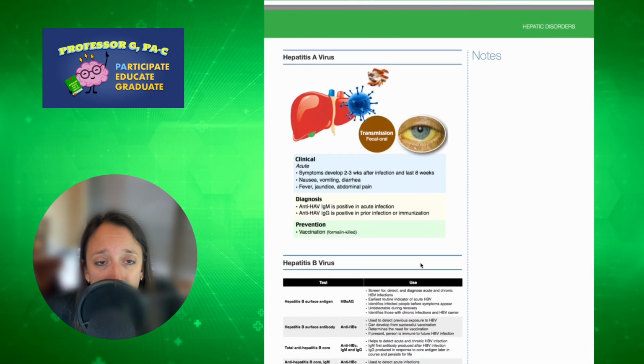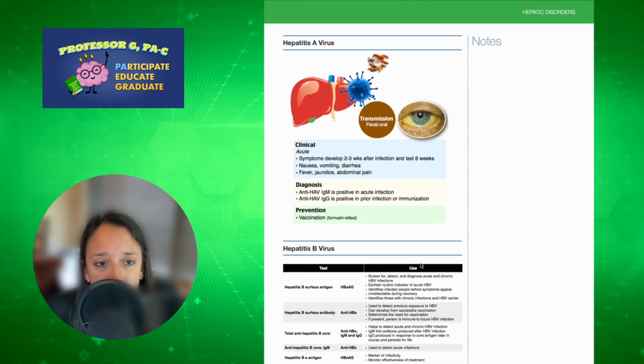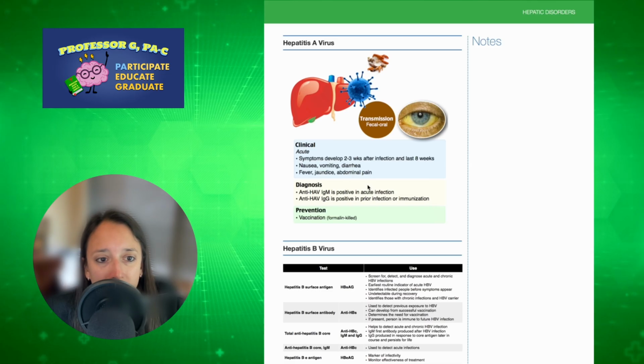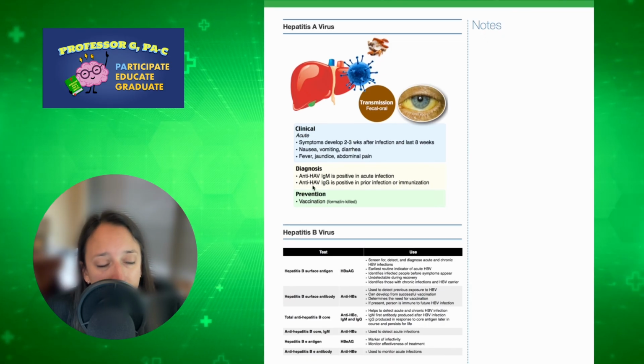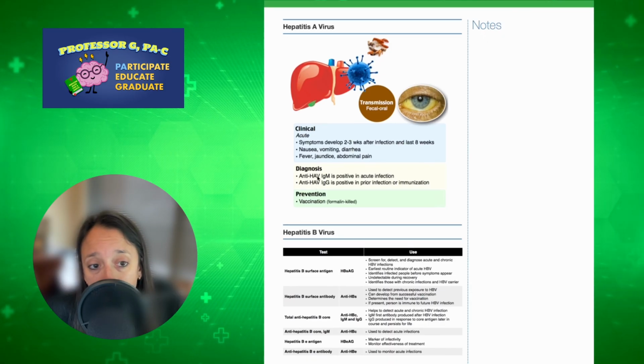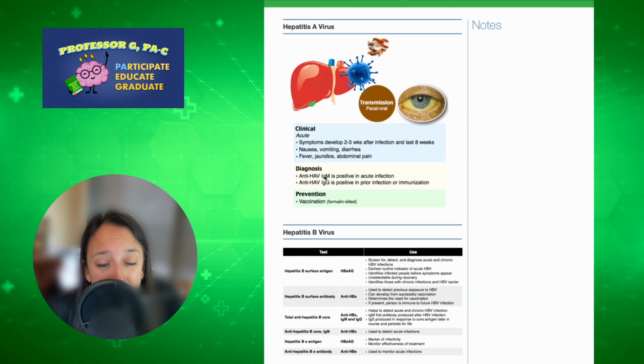All right, now we're going to go through them individually. So Hep A, look for that acute onset of symptoms: nausea, vomiting, diarrhea, fever, jaundice, abdominal pain. It is fecal oral transmission. Diagnosis is going to be made via serologies. So we're going to look for that Hep A IgM.